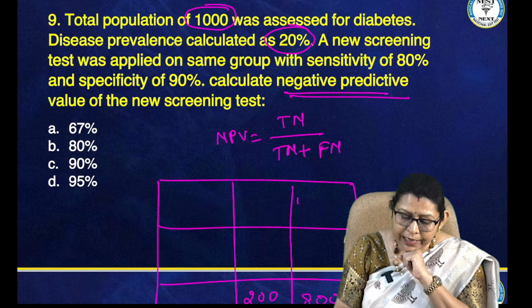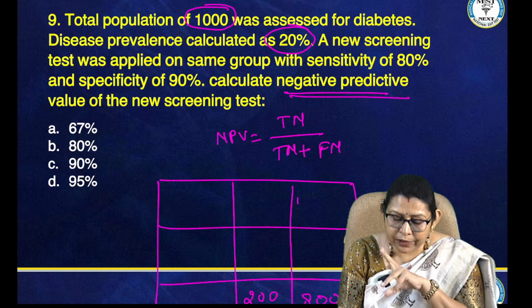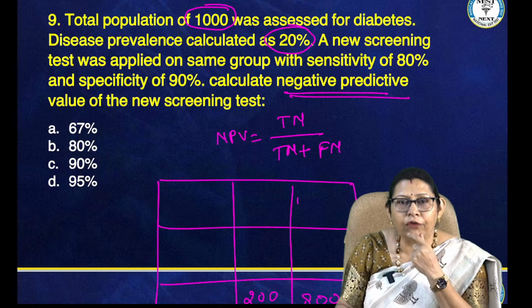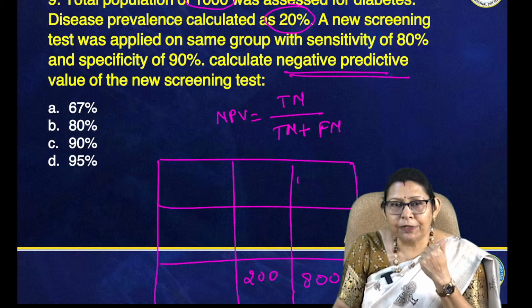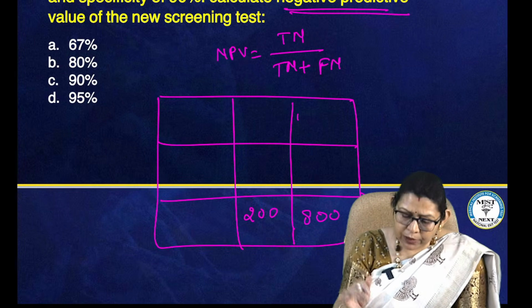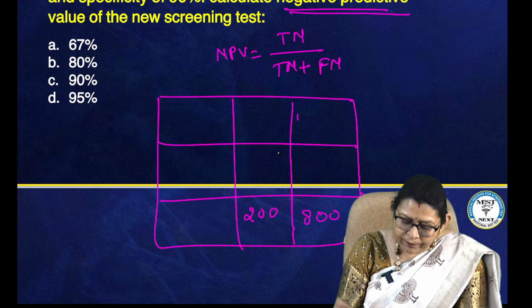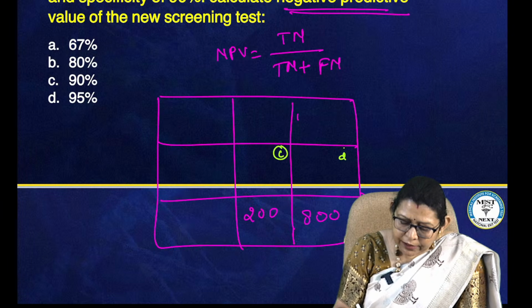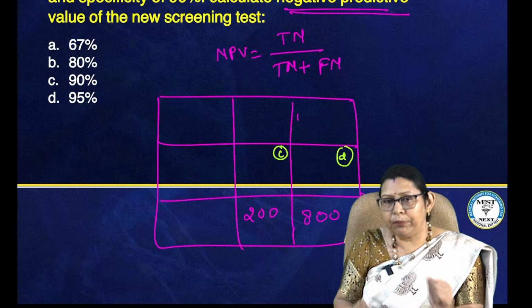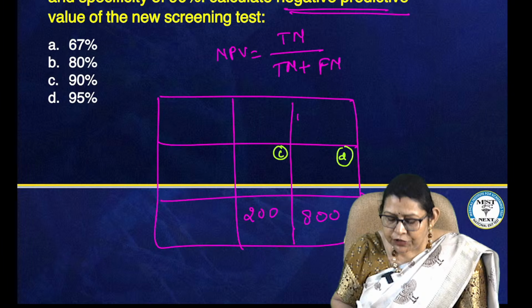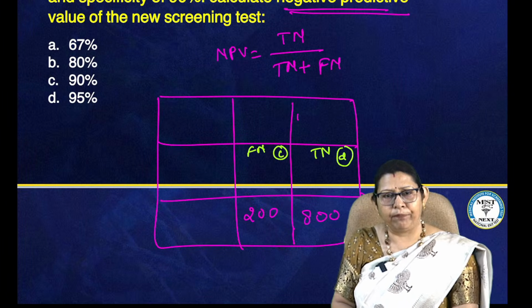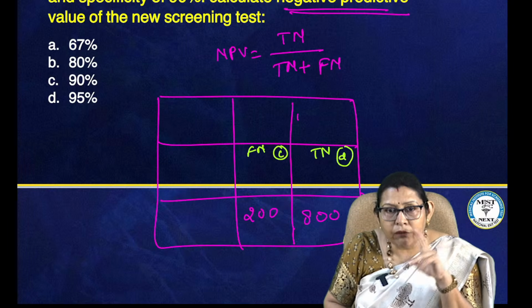Okay, now what does it say, a new screening test was applied on the same group with a sensitivity of 80% and specificity of 90%. Now what do I need? I need two values, the C value and the D value, to get my negative predictive value. Because C is my false negative, D is my true negative. I'm not bothered about A and B. I want these two.